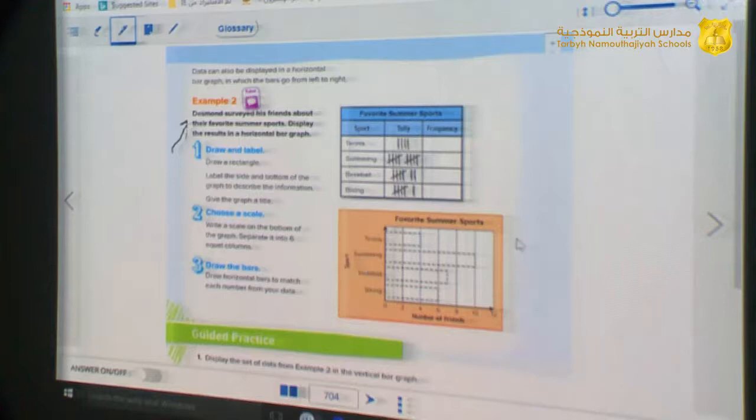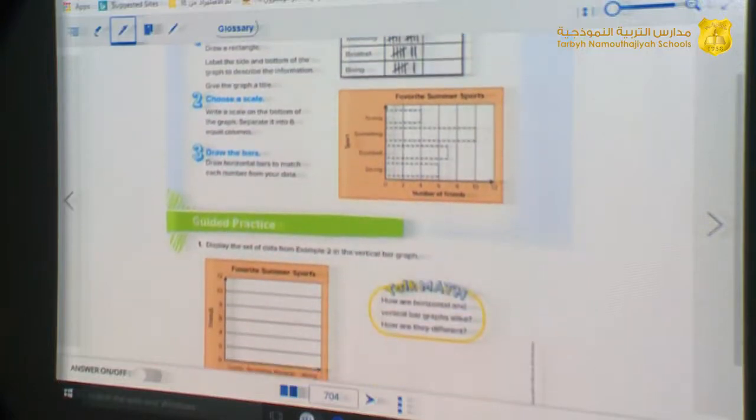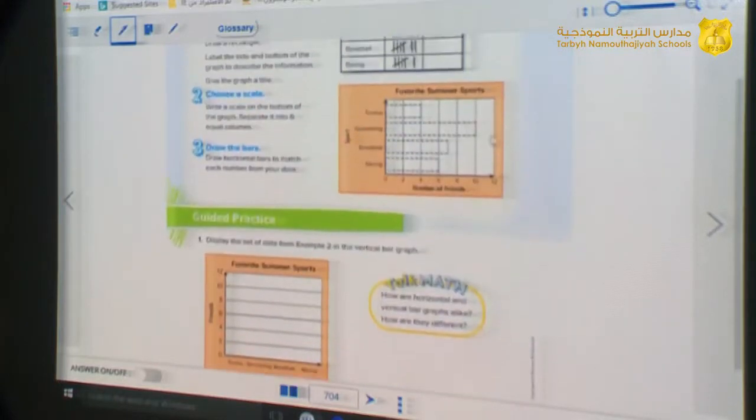This is a difference between the vertical bar graph and the horizontal bar graph. Look at the difference now. This horizontal bar graph contains columns, but the vertical bar graph contains rows. Our bars in the horizontal bar graph start from left to right, but on the vertical bar graph our bars go from down to up. Now draw the bars.